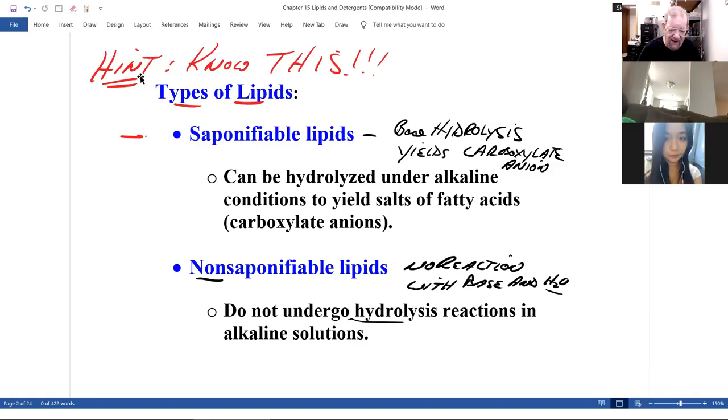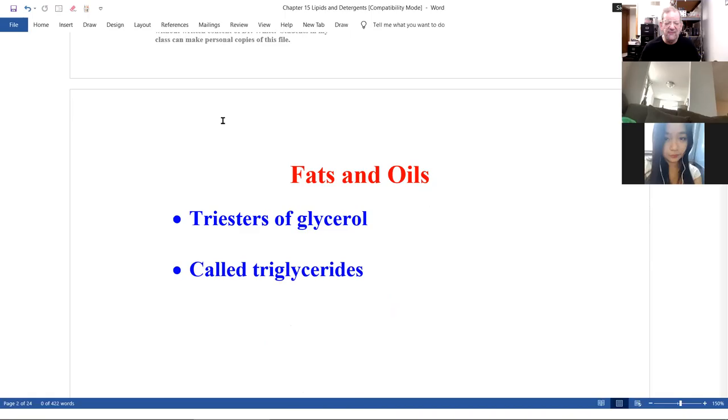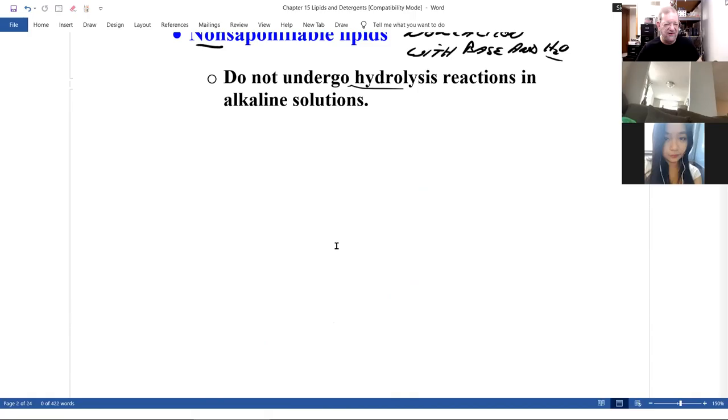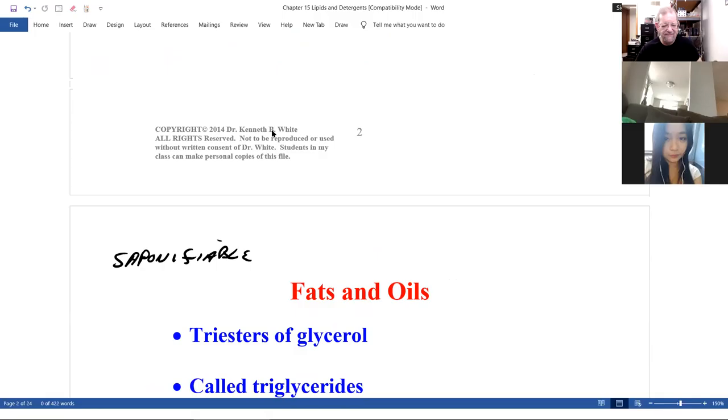So you have saponifiable lipids and non-saponifiable lipids. And you should know a saponifiable lipid is a compound from plants and or animals that yields carboxylate anions when you react with base and water. And a non-saponifiable lipid is a lipid that does not react with base and water, no reaction. Now let's talk about saponifiable lipids. I'm going to spell it wrong, so I'm going to cheat and look up here.